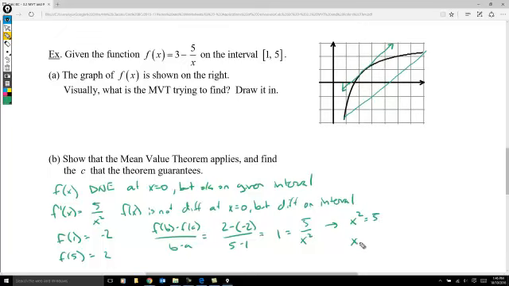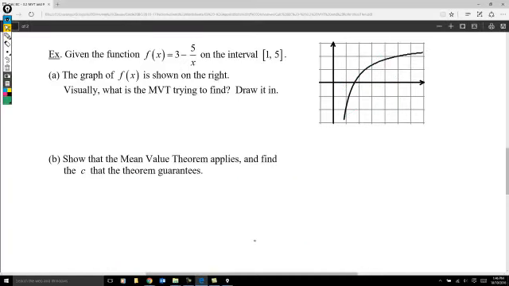So x squared equals 5, so x is plus or minus the square root of 5. Okay, now just like with IVT, the negative square root of 5 is not in my interval, so I don't care about that. So I'm only caring about x equals the positive square root of 5. All right, so that's my value of c that the theorem applies. All right, let's keep going.